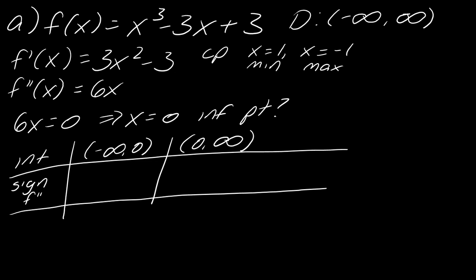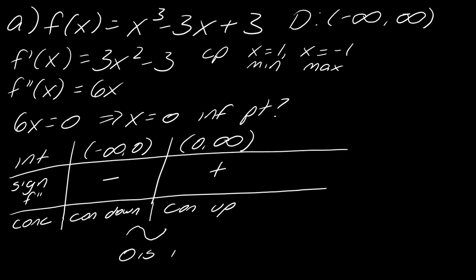And so then I just need to know what is the sign of f double prime. So this is like my second derivative test for concavity now. So if I plug in a negative value into f double prime, the value of this will be negative. If I plug in a positive value into my second derivative, the value of the second derivative will be positive. So my conclusion then is that this is concave down, this is concave up. So now we have our intervals of concavity. This one is concave down, this one is concave up. And then because this goes from concave down to concave up, we know that 0 is an inflection point.